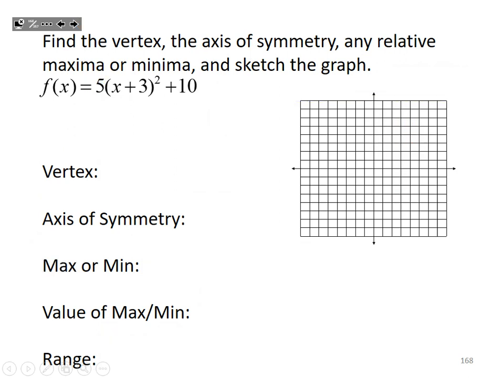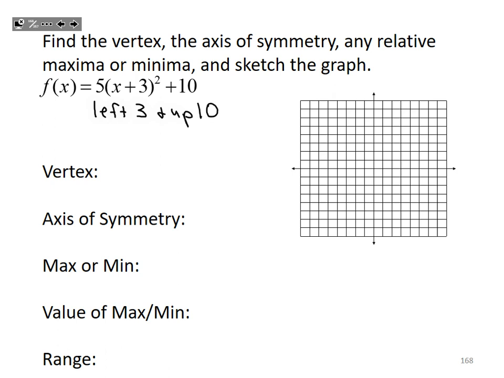So here we have 5 times x plus 3 squared and then plus 10. Again, immediately I recognize that the form it is in is my form for my transformations. So I immediately know that that's moving it left 3 because it's plus 3. And then that plus 10 is moving it up 10. So it's left 3 and up 10.